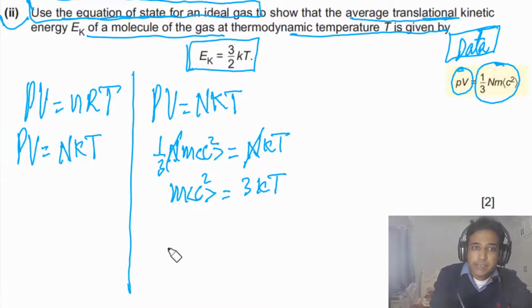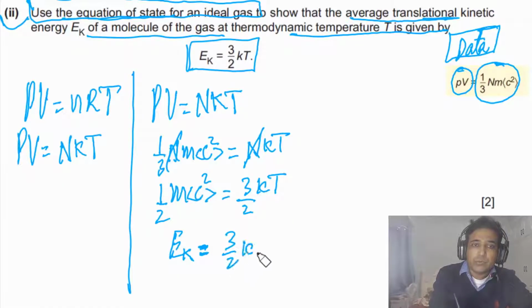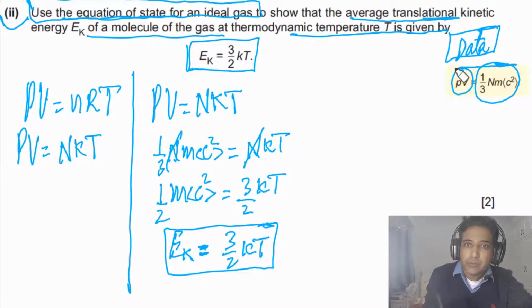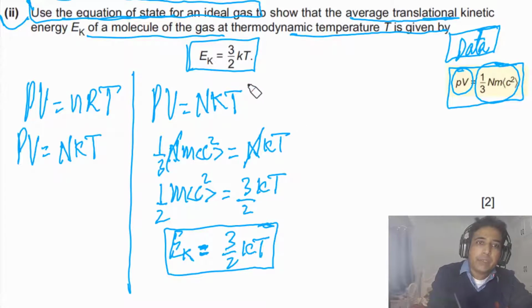This has to be kinetic energy, so we can divide both sides by 2. So this one is the average kinetic energy of a molecule, and this is equal to 3 by 2 k times T. This is what we need to prove. Very common question and also very straightforward one. If you understand PV is equal to this and PV is equal to NkT.